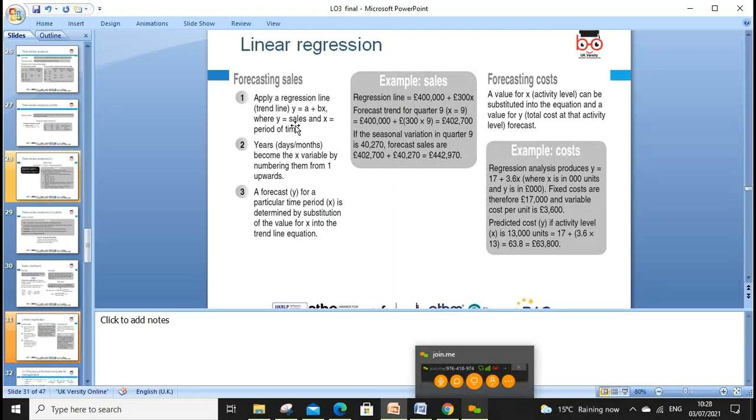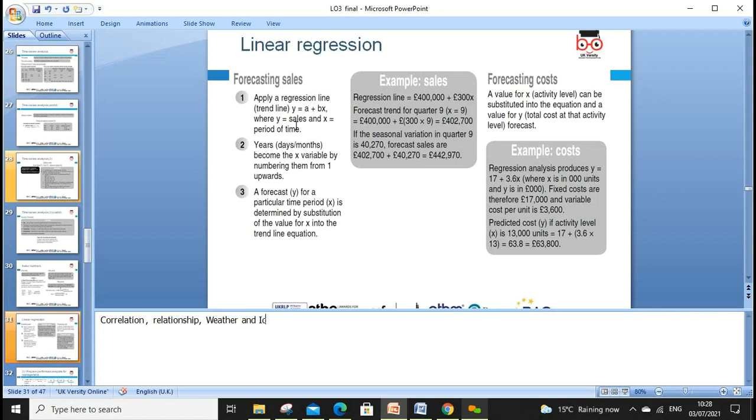Then we can learn about linear relationships. Do we know about correlation? It's called a relationship. So if we think about weather and ice cream sales, is there any correlation? Yes, there will be. If it's hot weather, ice cream sales will go up. So we can find the trend and say whether there is any relationship between them.